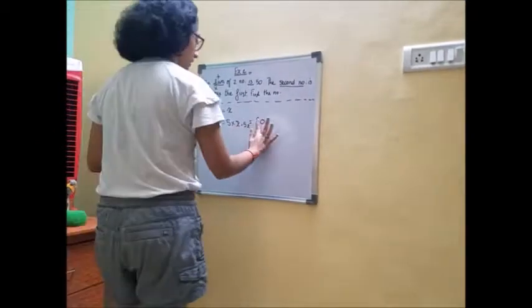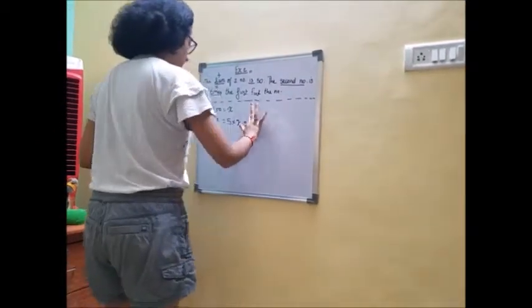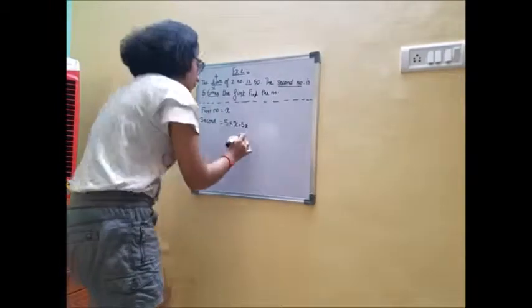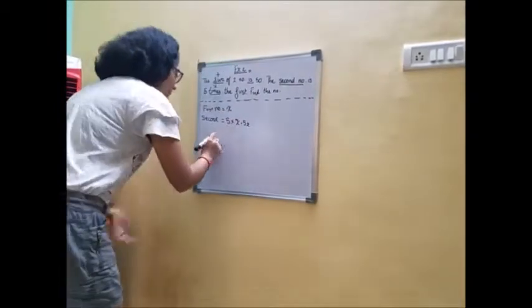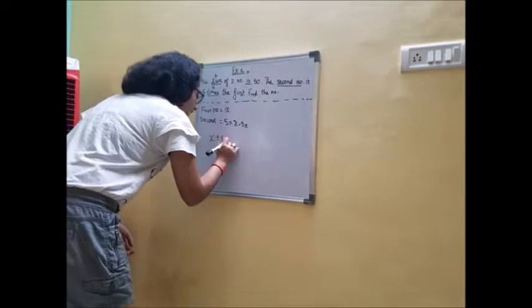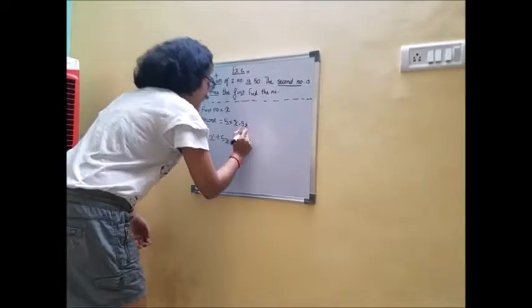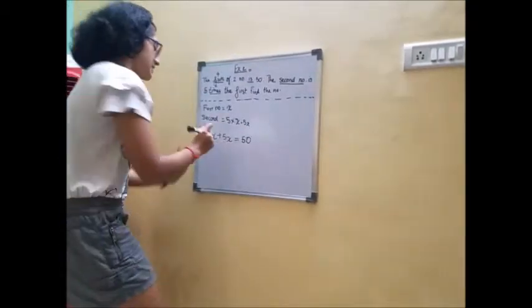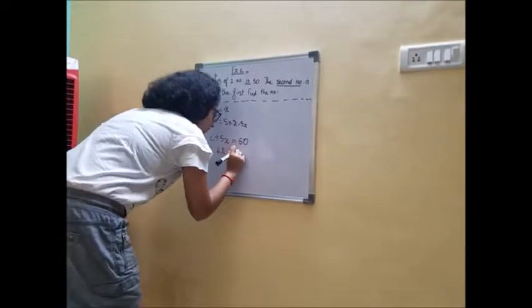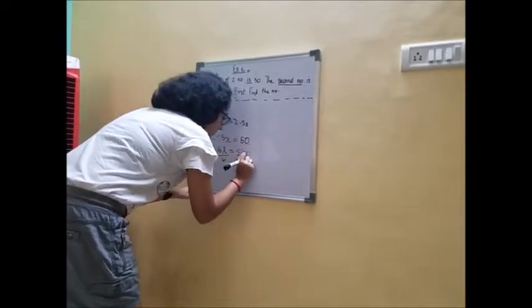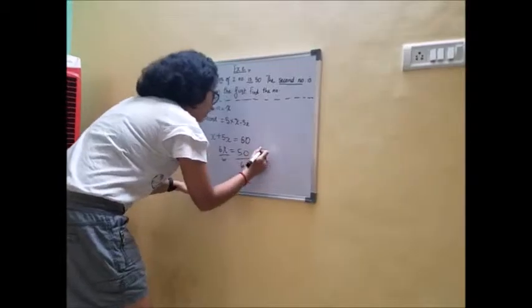So now we are going to write this. We'll just solve it. So it's going to be the sum. We're going to add both of the numbers. x plus 5x will be equal to 50. So now this is going to be 6x equal to 50. Divide by 6 on both sides, x will equal 50 by 6.